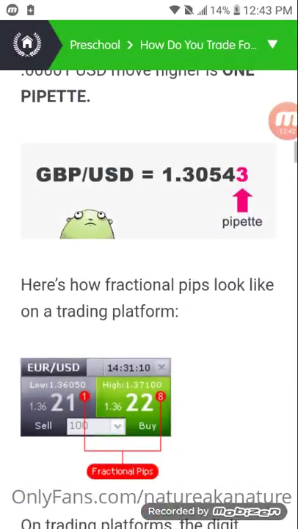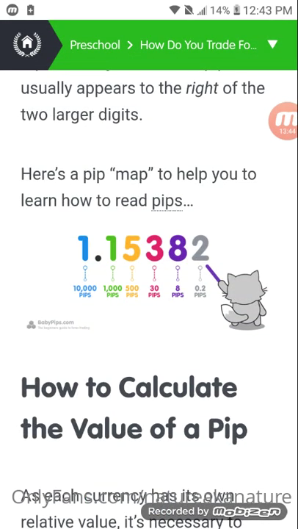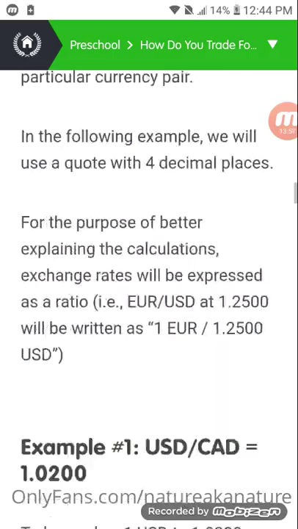And what I showed you as far as the examples are concerned, you got the 10,000 pips, 1,000 pips, 500 pips, 30 pips, 8 pips, and 0.2 pips. So really, that's just how you read the pips. So that's really about it for this example.